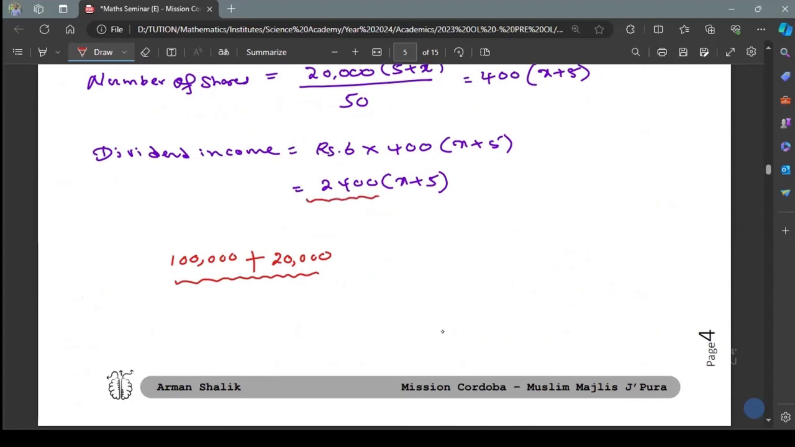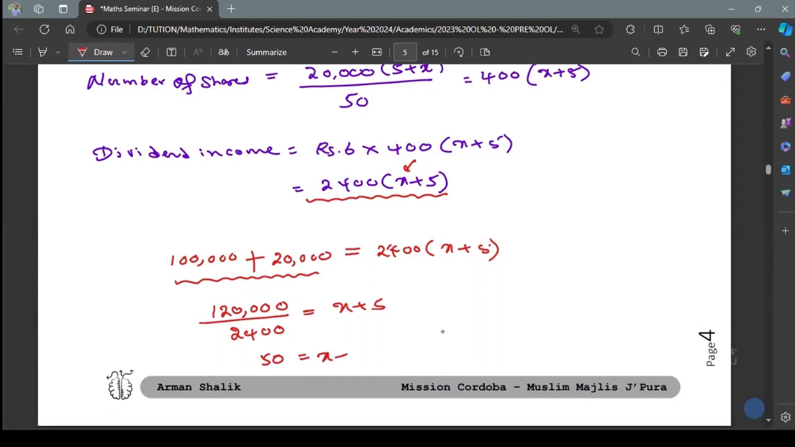And if you observe this step, we have calculated the same dividend income in terms of X. From the same company for the same year, you cannot have two dividend incomes. The same dividend income, I'm calculating the real value and I have calculated the value in terms of X. So I can equate them. Now here we have 120,000. If I do a cross multiplication, it will be 120,000 divided by 2,400 equals X plus 5. 120,000 divided by 2,400 will give you 50. This equals X plus 5. Take 5 to the other side, minus 5. So X equals 45.